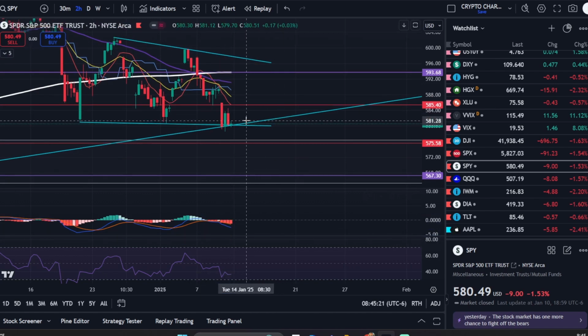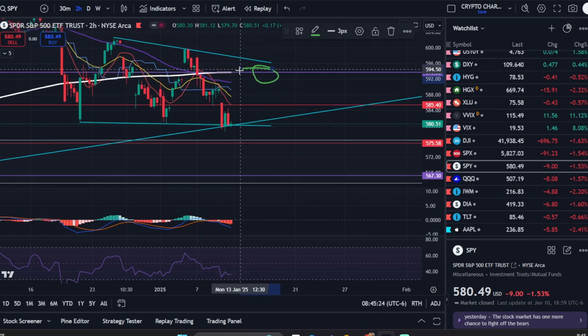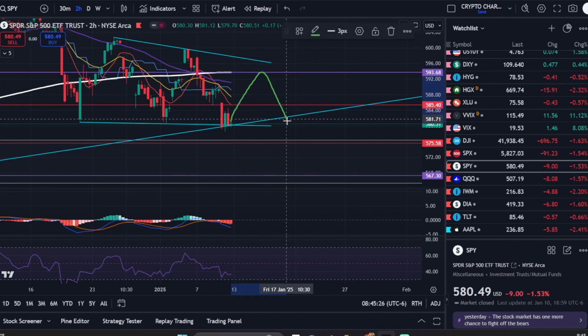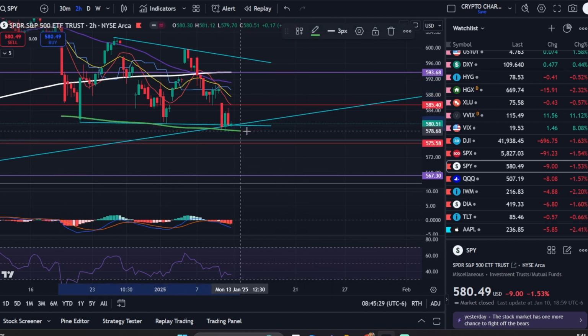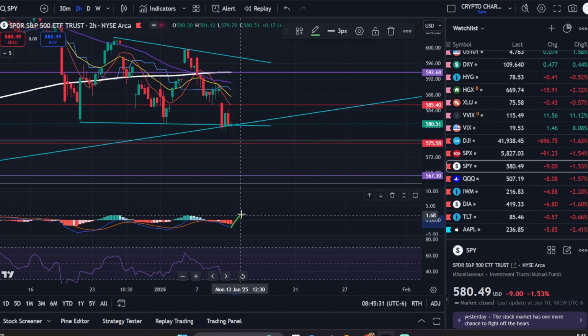If the 2-hour is able to cross up, you're pretty much in a direct route to that weekly expected move. And if that would fail and actually drop through the channel and violate this little level in here, hey, you're going to get that to cross back down.